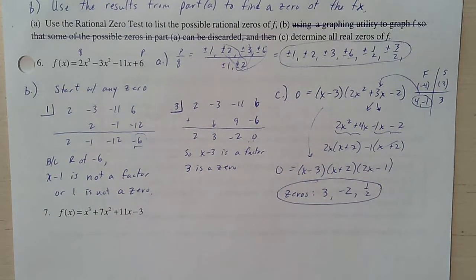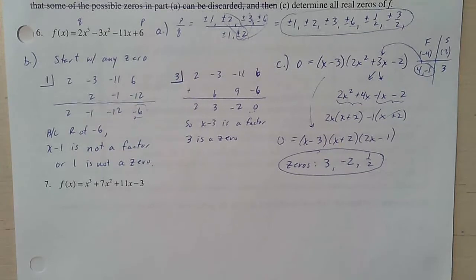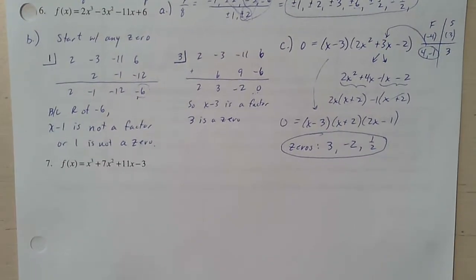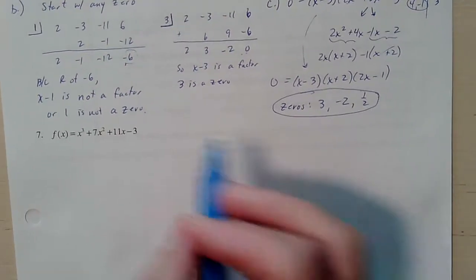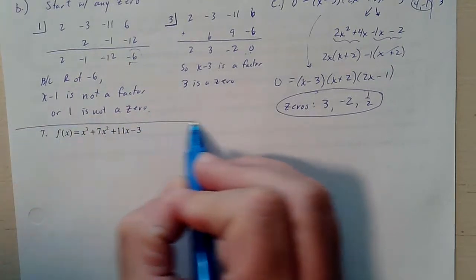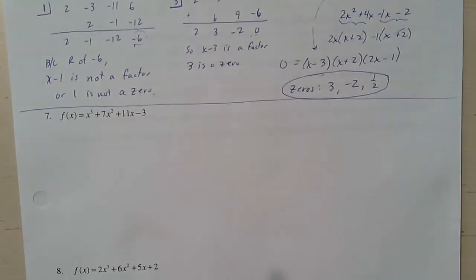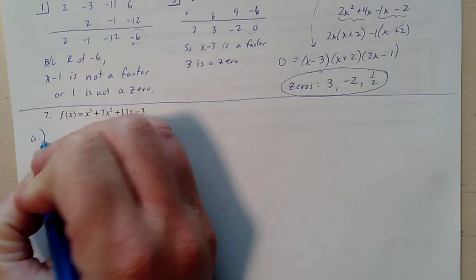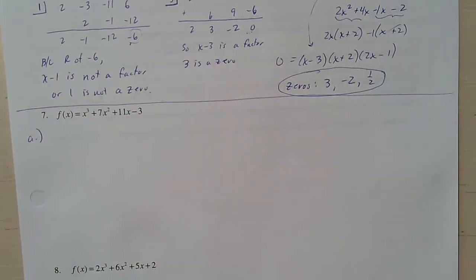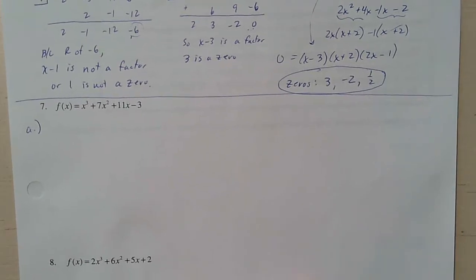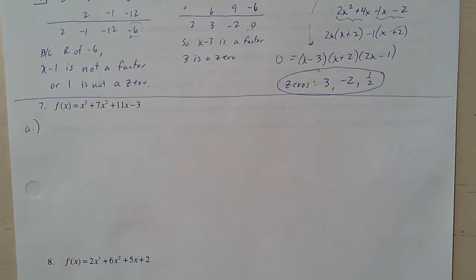Okay, let me get you going on 7 and then have you try to finish this. Maybe do a little dividing line to separate these two. Okay, so possible rational zeros. Why don't you go ahead and pause and try to list those now.